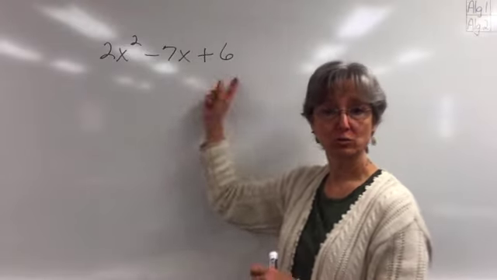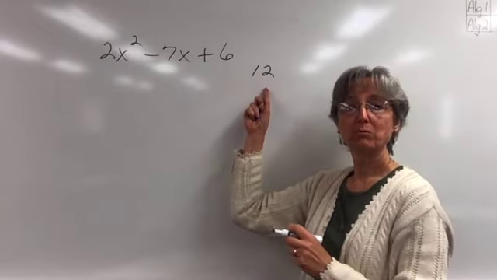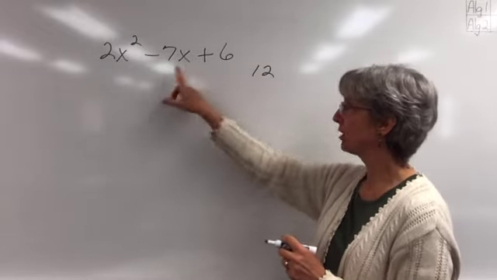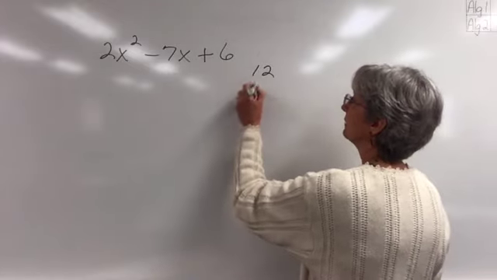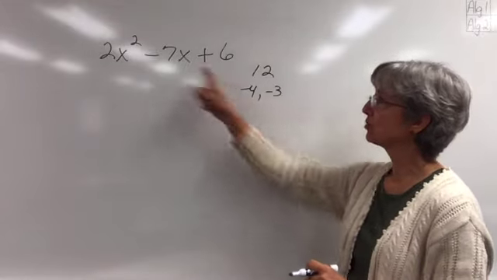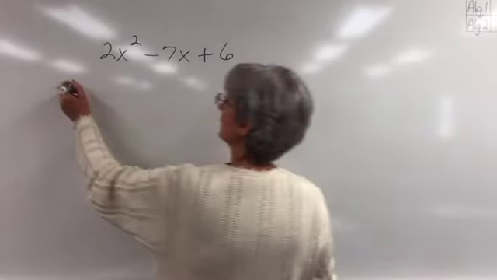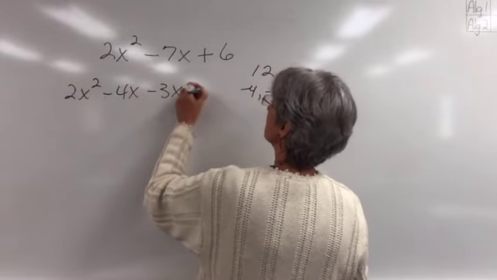Okay, you should have started with 2 times 6 is 12. Two numbers that multiply to be positive 12 and add up to negative 7. That would be negative 4 and negative 3, right? So we rewrite this, splitting it up: 2x squared minus 4x minus 3x plus 6.